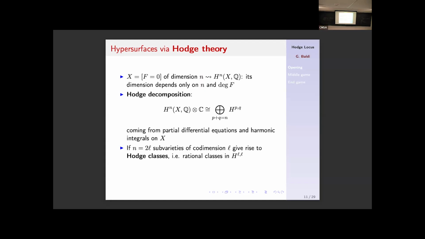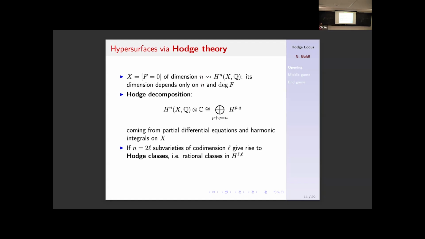And why did I decide to tell you something about surfaces rather than maybe threefolds, since maybe most of the people in the audience are more interested in Calabi-Yau threefolds? In some sense, to describe the Hodge locus, it feels easier, at least in first approximation, to do it when the dimension is even. How so? Well, because when the dimension is even, there's a preferred subspace in this (p,q) decomposition given by the (L,L) classes, where L is half of the dimension.